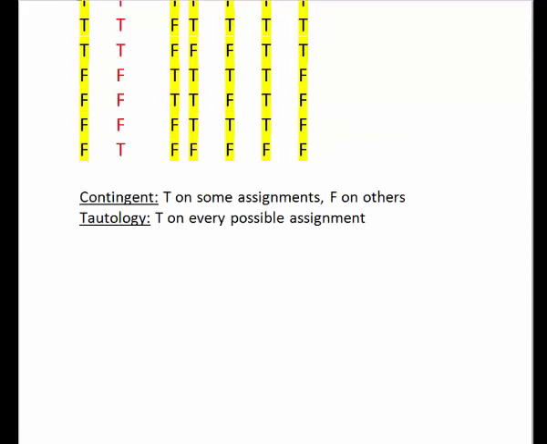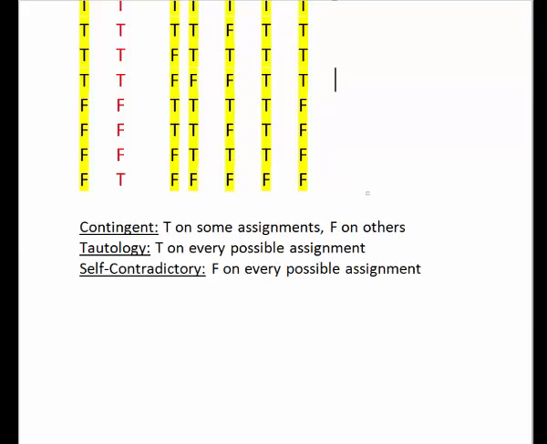Or it's a tautology, a sentence which is true on every possible assignment, or in other words, a statement that's guaranteed by its logical construction to be true. Or it's going to be self-contradictory, that is, a sentence that's false on every possible assignment, or a statement guaranteed by its logical construction to be false. So in this video, we looked at the logical status of a single statement or sentence of our system. Next, we're going to turn to looking at the logical relationship between pairs of statements.